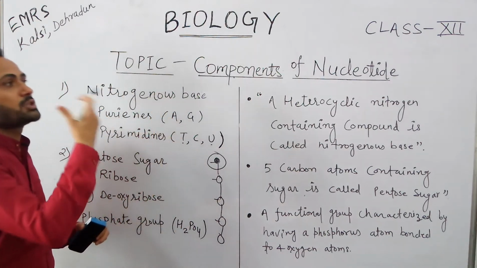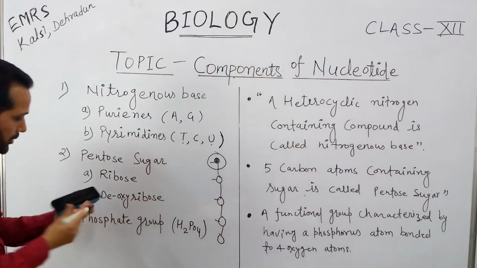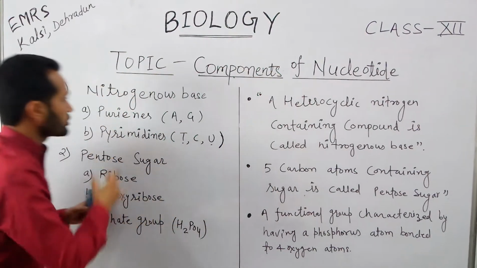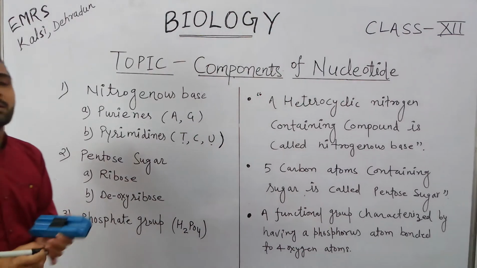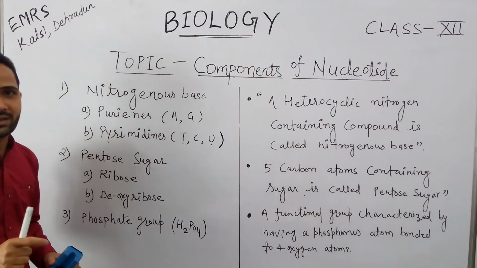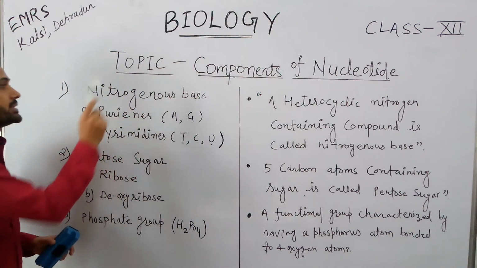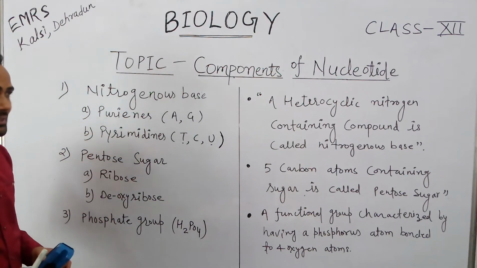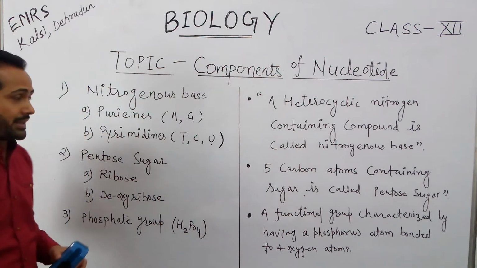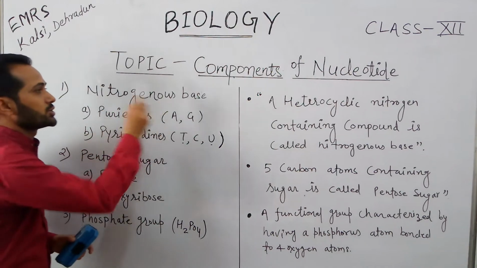The components which form the nucleotides are here. These are the important components which form a nucleotide. Without these components, a nucleotide cannot be possible. There are three components present in nucleotides. Nucleotides are made up of these three components. The first component is the nitrogenous base. There are two types of nitrogenous bases present in nucleotides. So the first component of a nucleotide is the nitrogenous base.